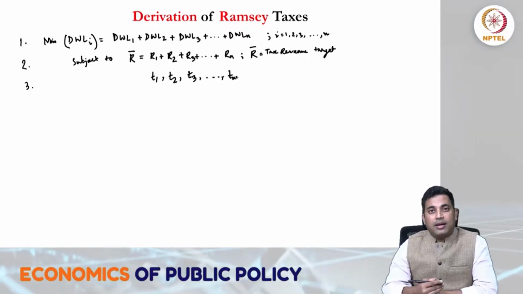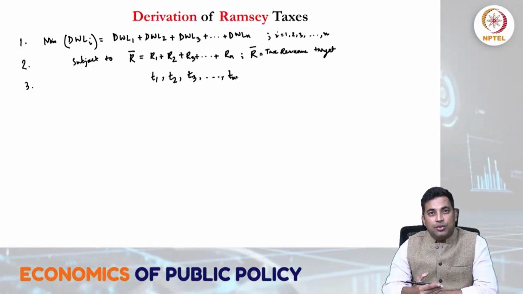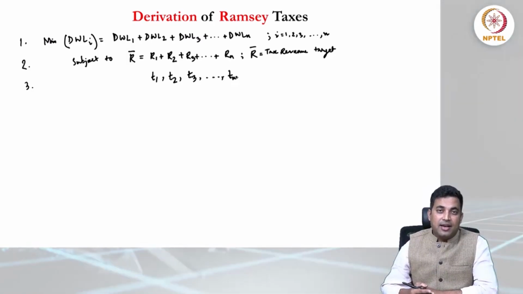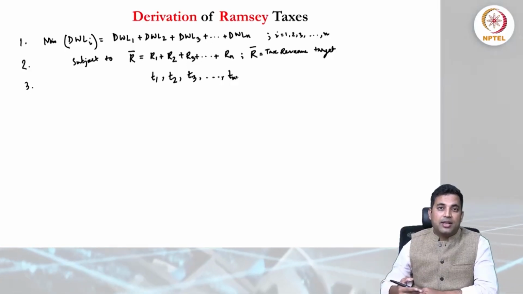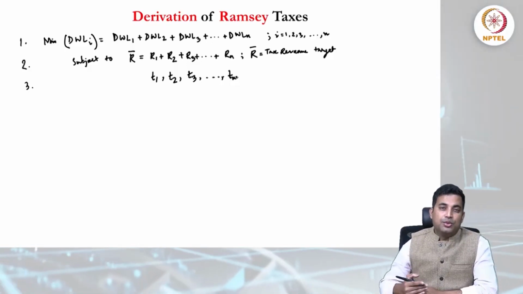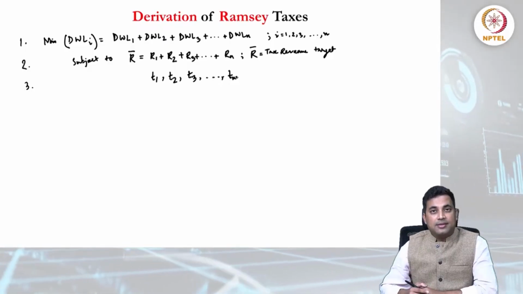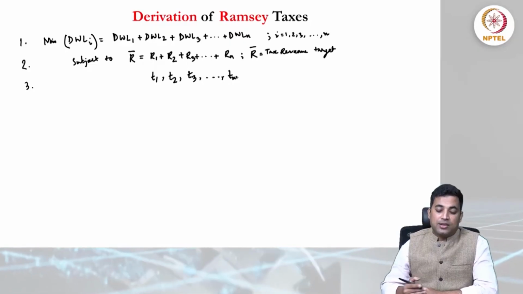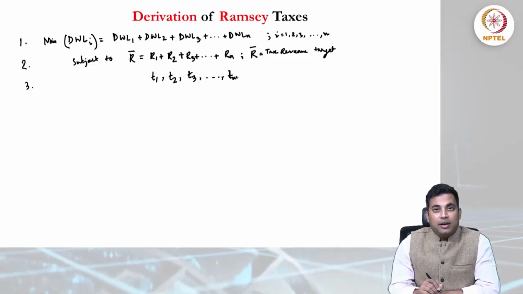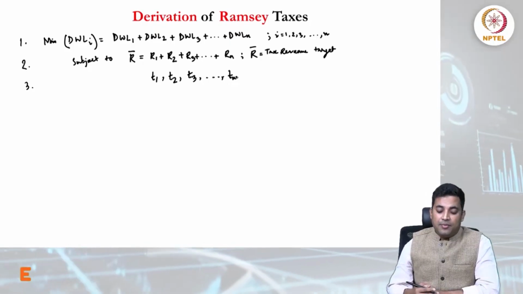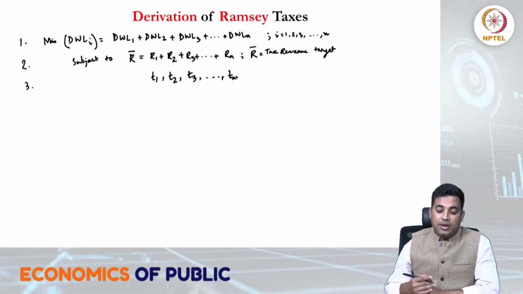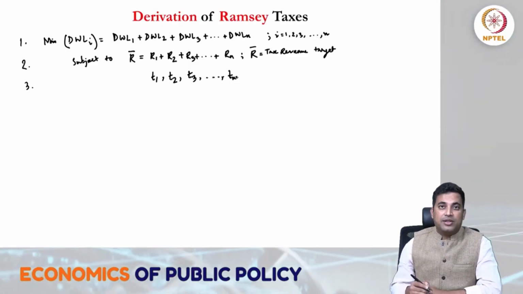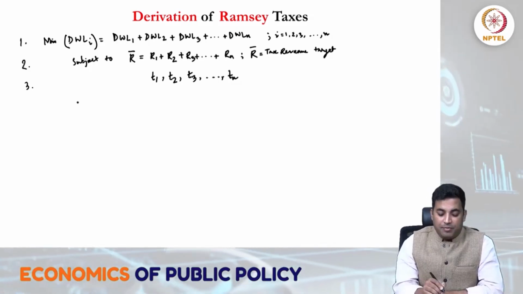So why are we calculating t1, t2, t3 and tn? Because of the differential taxes, we would like to understand how they respond to the overall tax revenue target and also the overall deadweight loss context. So here we are trying to understand the optimization discussion from the Ramsey taxes. Let us now formulate the Lagrangian multiplier and set up the problem.